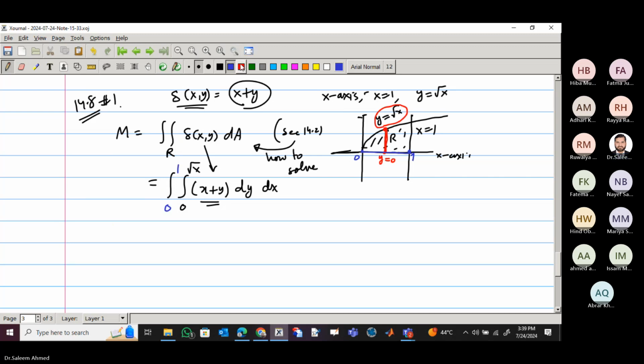Okay, so this y was read from 0 to square root of x. These are the limits for y, and these are the limits for x, so that you can see where these limits are coming from. Now you just have to integrate 0 to 1. What is the integral of x with respect to y? x is constant, so it becomes x into y, plus y becomes y square by 2. And the limits of y are from 0 to square root of x, and dx.